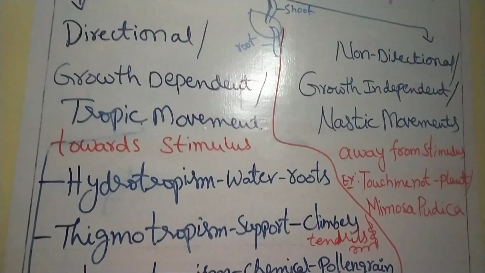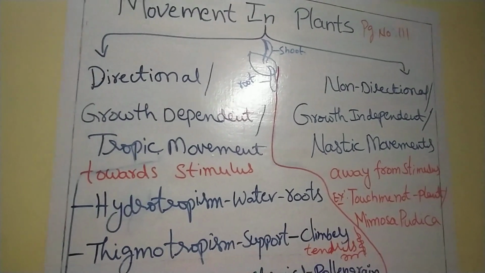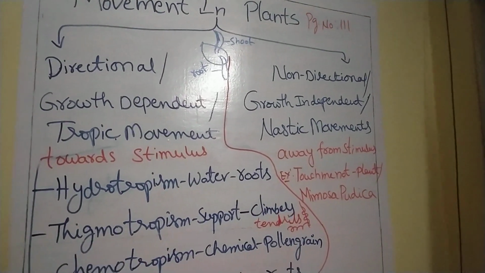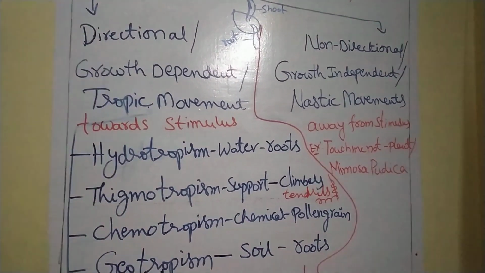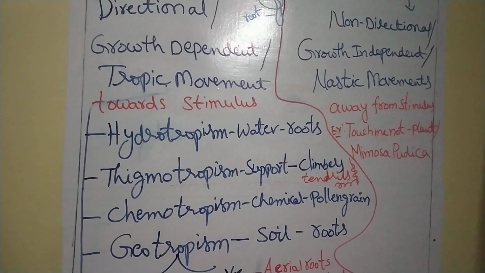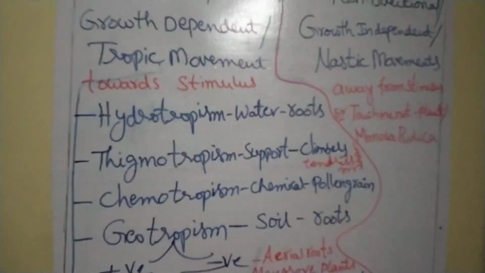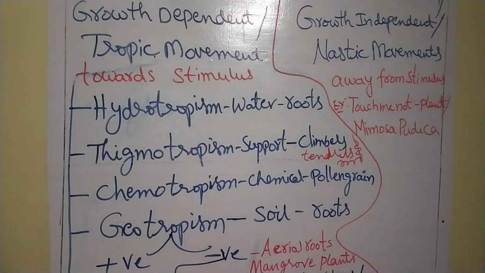That is about the movements in plants. The movements of plants are of two types: directional and non-directional. Directional movements are called tropic movements. Non-directional movements are called nastic movements. There are different types of tropic movements, depending upon the stimulus. Okay, children, bye.